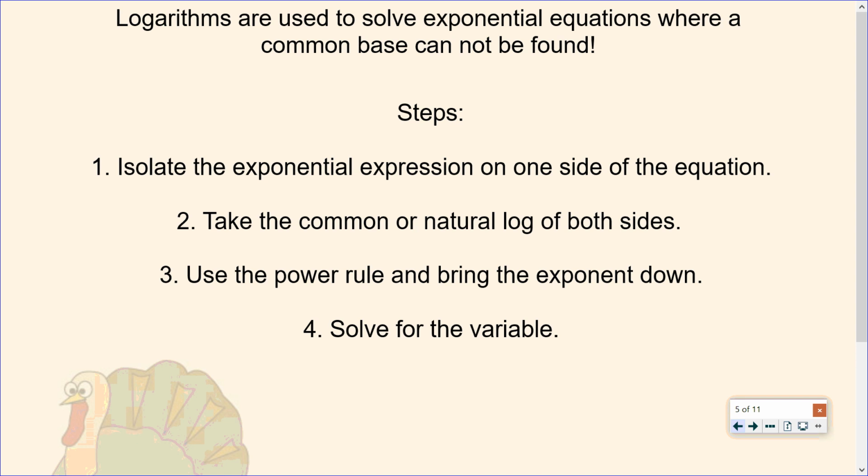Okay, so a 4-step process. Isolate the exponential expression, take the log or the natural log of both sides, use the power rule to bring the exponent down, and then solve for the variable. So we did one problem like this yesterday when we were talking about the change of base property. I think it was 7 to the x equals 6. We used these steps. We took the log of both sides, we brought the x down, and then we divided by the log number to get the x alone. So we'll just be doing some more complicated versions.